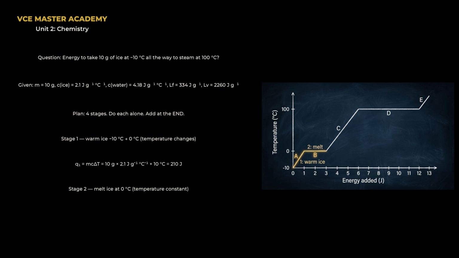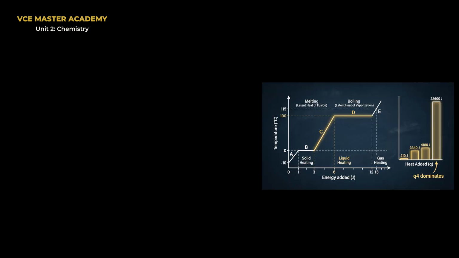Stage 2. We're at 0 and now the ice melts. Thermometer flat. Phase change. Switch equations. MLF. 10 grams times 334. That's 3,340 joules. Label it Q2. 2 stages done, 2 to go. Notice how each stage picked its own equation? That's the whole skill.